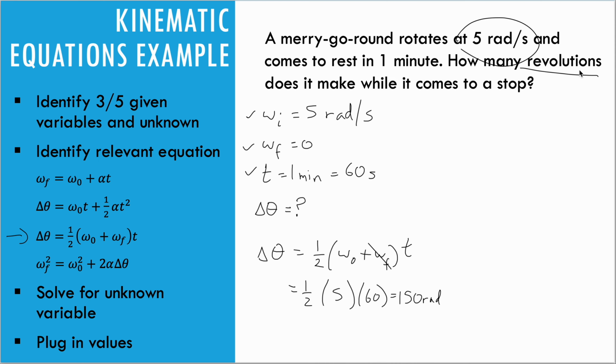But it's asking about revolutions, so we need to convert. To convert from radians to revolutions, we know that there are 2 pi radians in 1 revolution. So we're going to write revolutions on top and 2 pi radians on the bottom so that we can cancel out the radians and be left with revolutions. We're going to get 23.9 revolutions as our final answer.